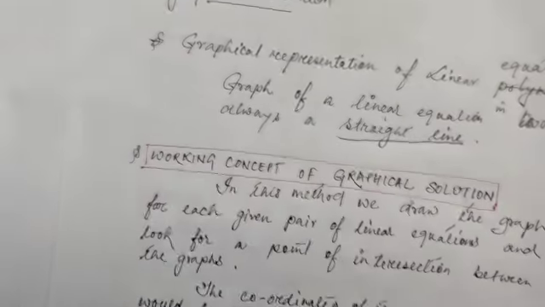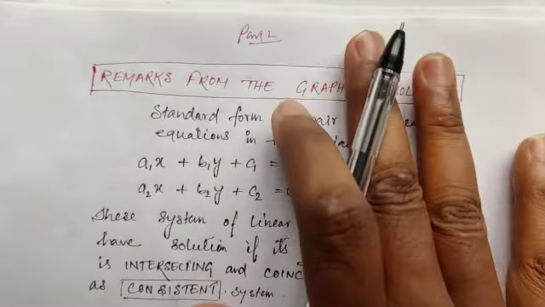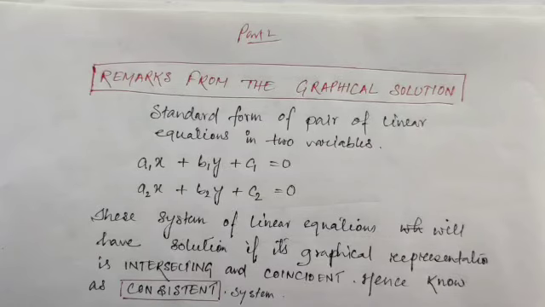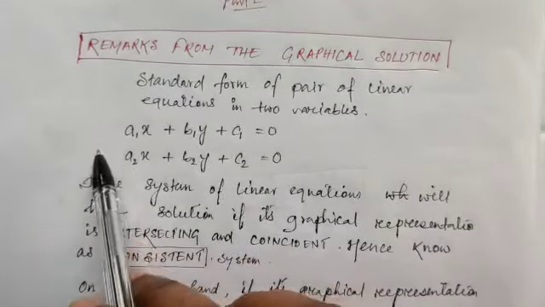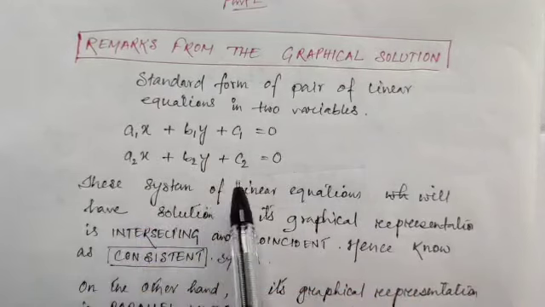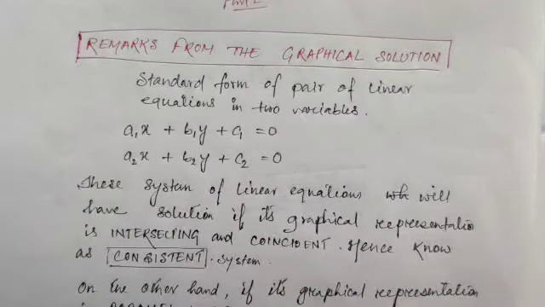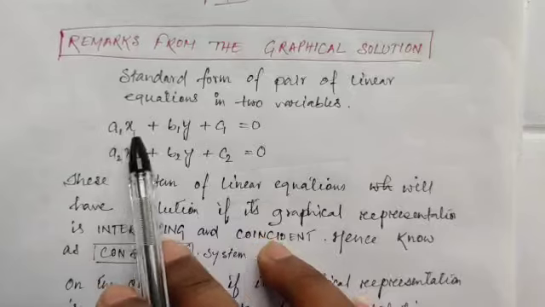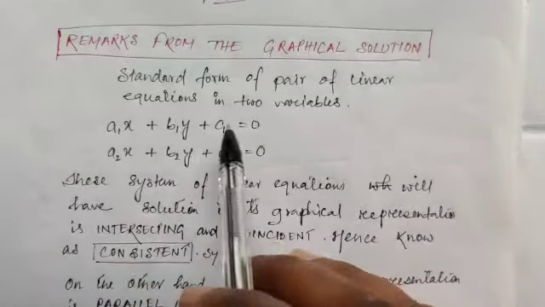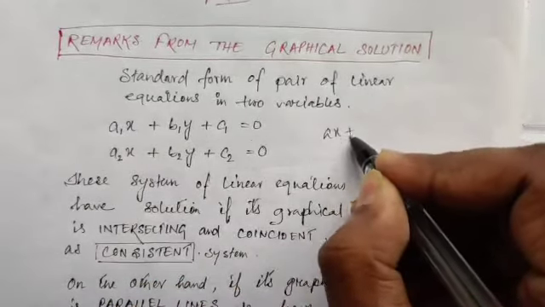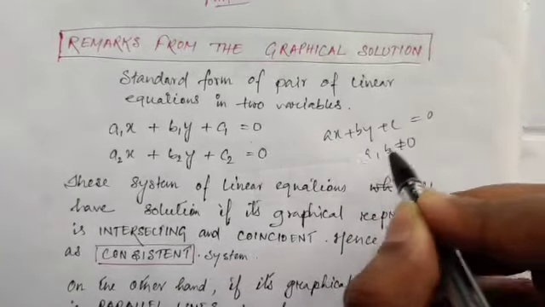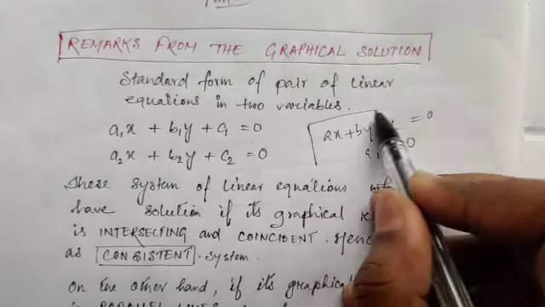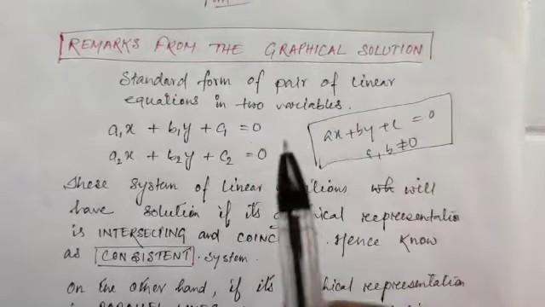Okay, then what will we learn from these graphical solutions? Remarks from the graphical solutions. Now we know this is the standard form of a linear equation in two variables: ax plus by plus c is equal to 0, where a and b are both not equal to 0.